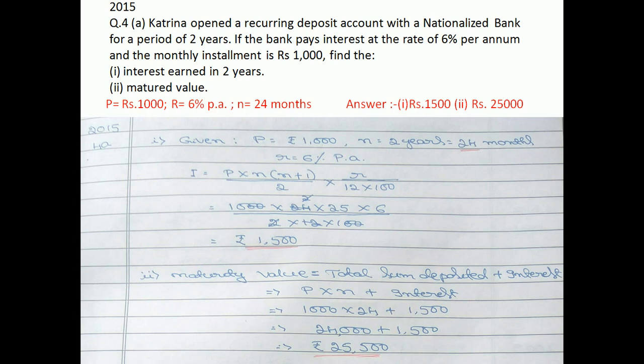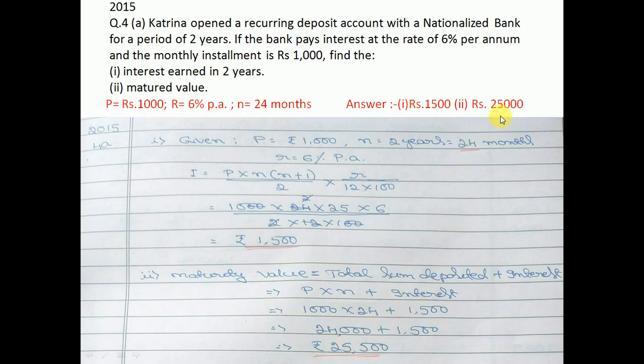The first formula we applied over here. Now, the second formula is the maturity value. That's what they are asking. So maturity value is equal to, as we know, the total sum deposited plus the interest. Total sum deposited is nothing but principal into number of months. So 1000 into 24 comes to 24,000 rupees, plus the interest, which we already got as 1500. So totally it becomes 25,500.